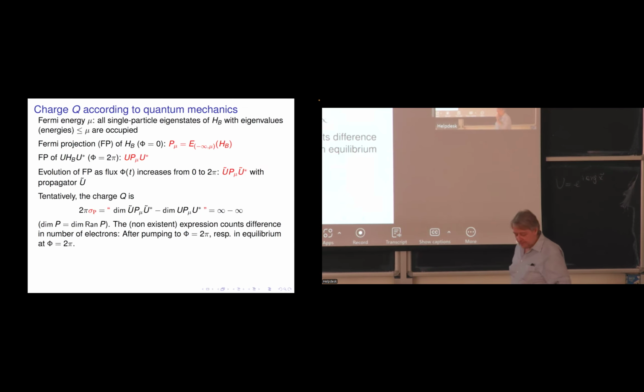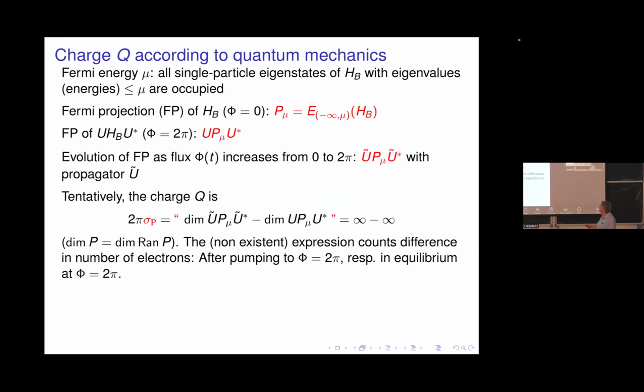Okay, so now with that we try to come up with an idea for a definition of the Hall conductance. So a few further notions are needed. I think we saw it before. There is the Fermi energy, which says that all single particle eigenstates of the Hamiltonian that have eigenvalues below it are occupied. And there is a formula for it, and let me write this down when the flux is still 0. That's just the spectral projection of the Hamiltonian corresponding to the interval of energy ranging from minus infinity all the way up to the Fermi energy.